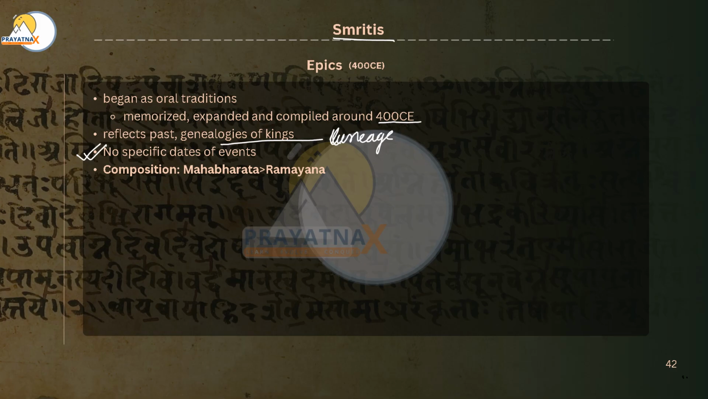Now, these are just another source of Smriti text where Mahabharata and Ramayana are the most important ones. Now, as far as the dates of composition is concerned, Ramayana was composed before Mahabharata, where Ramayana is believed to be composed during the Treta Yuga, whereas Mahabharata is believed to be composed in Dwapar Yuga.